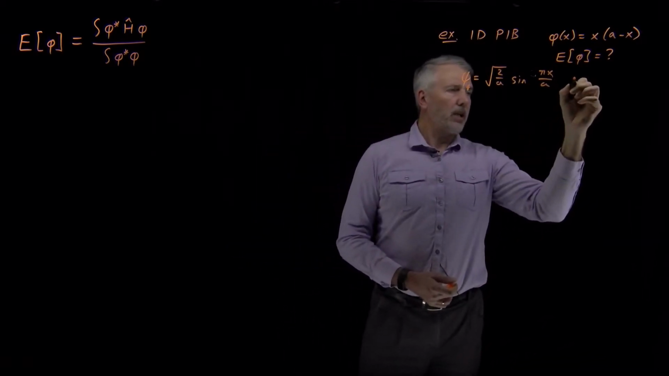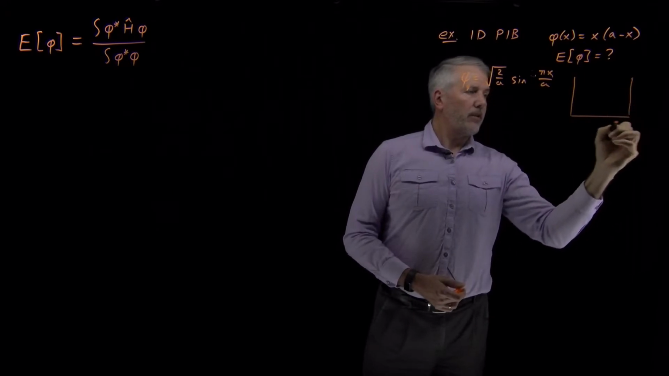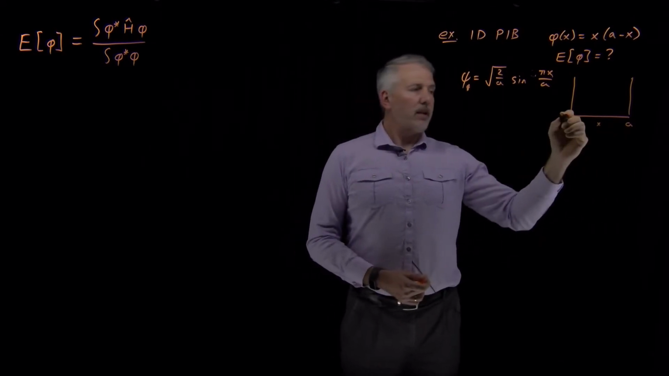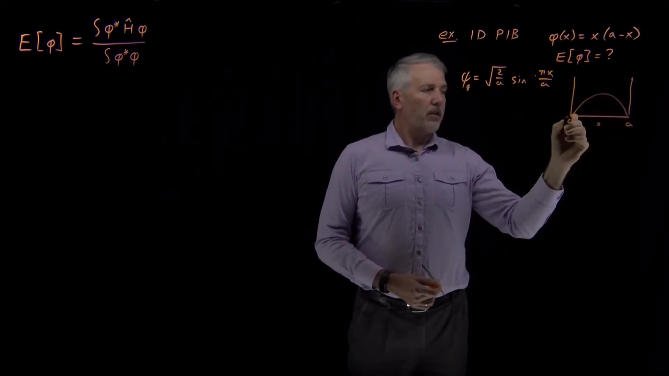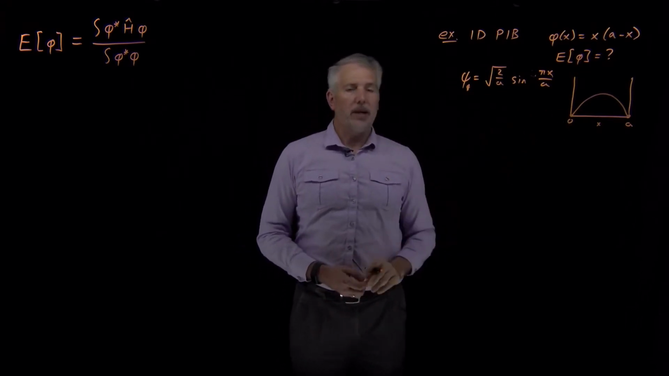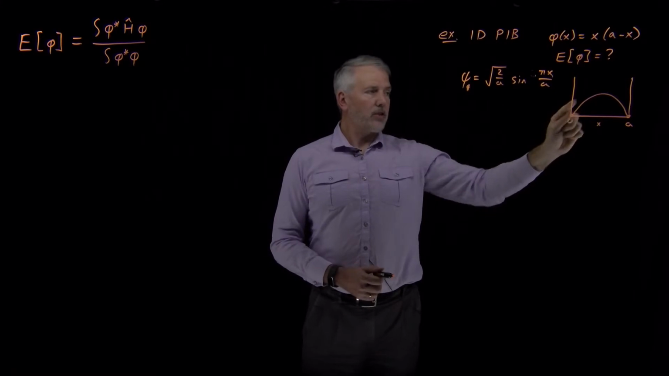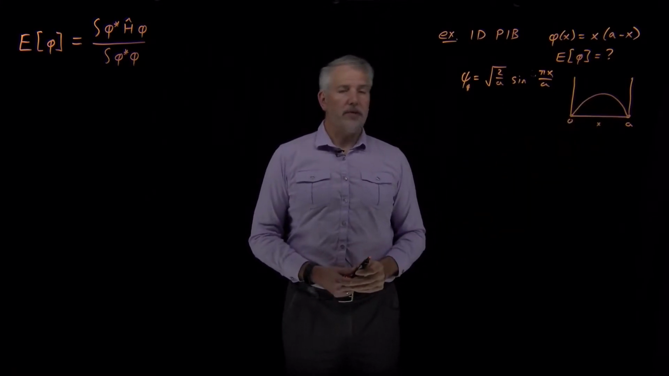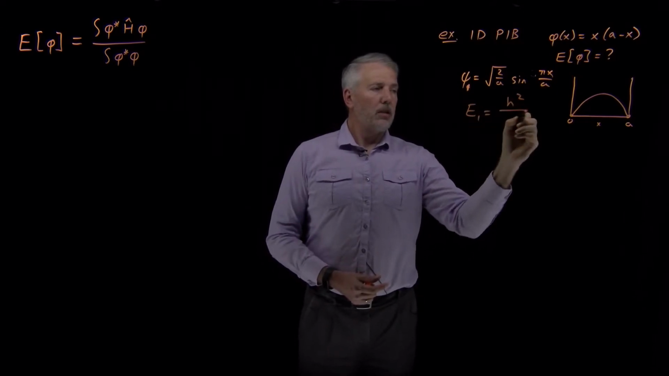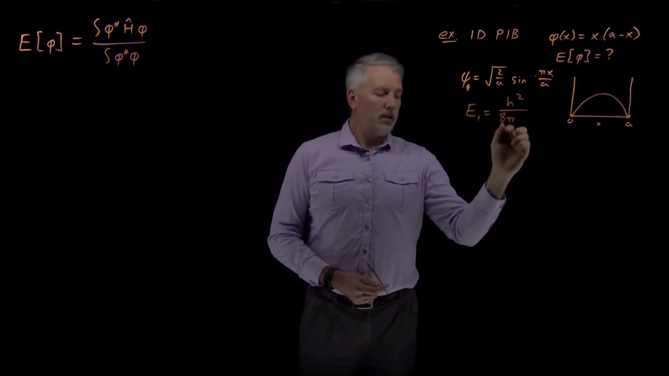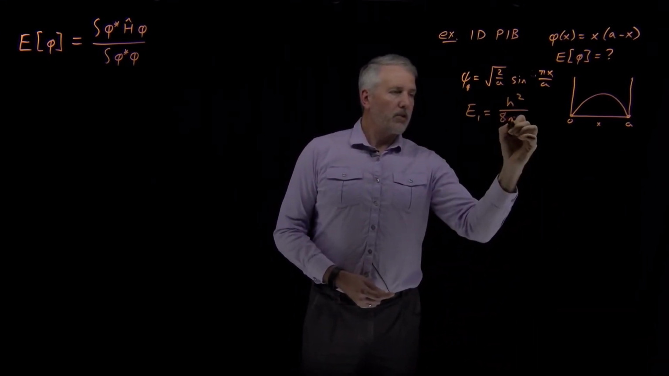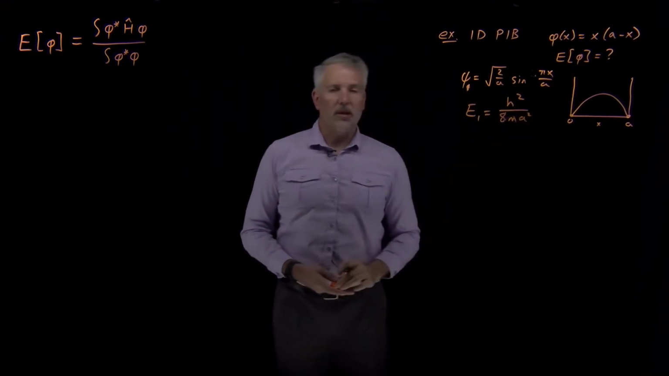And remember what that looks like is if I have a box that runs from 0 to a, the sine wave hits 0 at the two edges of the box because the probability has to be 0 outside the box, and the ground state wave function looks like a half lobe of a sine wave inside the box. And the energy, remember, of that wave function is h squared over 8 times the mass of the particle times the box length squared in the denominator.